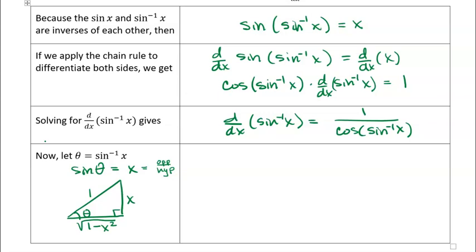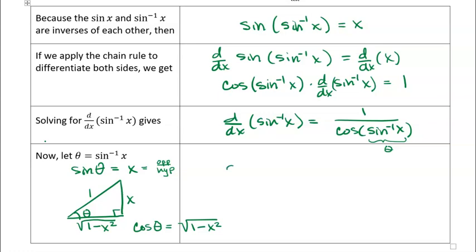So that means, I'll just write it down here, the cosine of theta is equal to the square root of 1 minus x squared. Cosine of theta is just the adjacent over the hypotenuse, so it's that over 1, which is just this. When we divide by 1, it doesn't change anything. So now we can replace that cosine of the inverse sine, because this is theta. That's what we called theta.